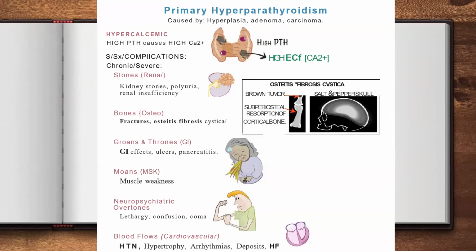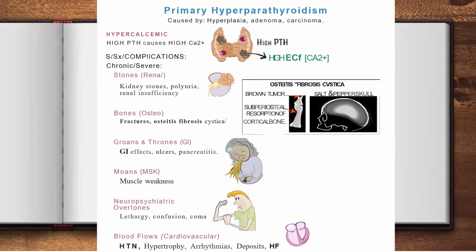Hypercalcemia related hyperparathyroidism. So high parathyroid causes high calcium in the blood. That causes renal stones, leading to renal colic, polyuria, renal insufficiency, and causes bone pains, fractures, osteitis fibrosa cystica, which is a chronic disease of the bone associated with hypercalcemia if it is left untreated. GI, it causes nausea, vomiting, ulcers, and pancreatitis if left untreated.